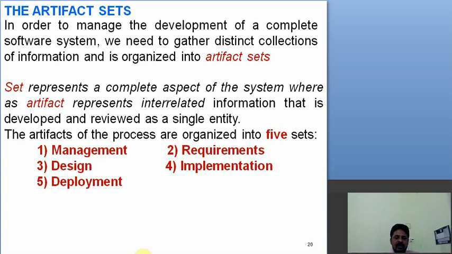The artifacts of the process have been organized into five sets. If you consider any process, its artifacts are organized into five sets. The first one is the management artifact set. The second is the requirement artifact set. The third is the design artifact set. The fourth is the implementation artifact set. And the fifth is the deployment artifact set. We will see them one by one.